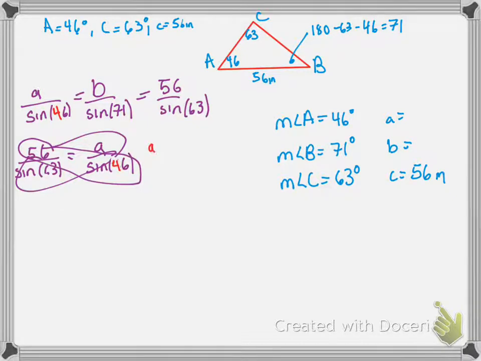So you should have sine of 63 equals 56 sine of 46. Got to get A by itself, divide by sine 63. Once again, these cancel. A equals, ooh.